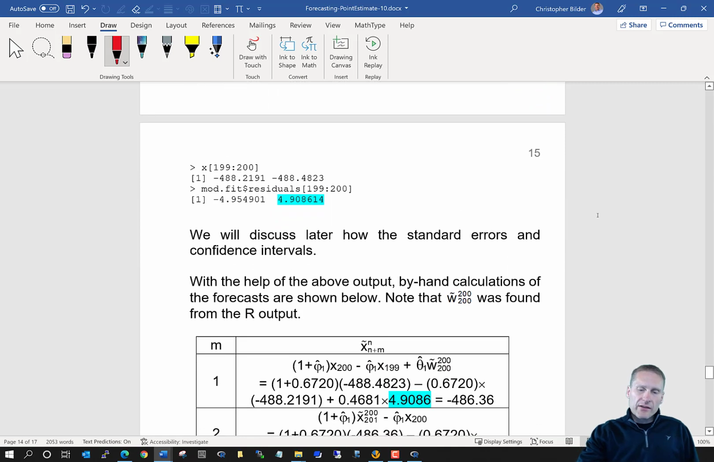For some of the calculations that we're going to need, we will need what x sub 199 and x sub 200 were as well. And here are then the corresponding residuals. So here's w tilde, this would be for 200.